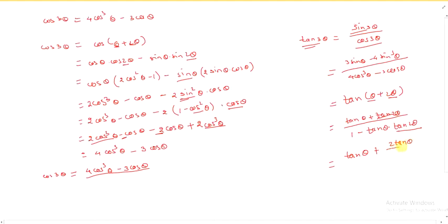What is the result for tan of 2 theta? 2 tan theta upon 1 minus tan square theta, and here 1 minus tan theta into tan of 2 theta, that is 2 tan theta upon 1 minus tan square theta. Now similarize the denominator, you get this term cancelled, and after the calculation you will have the required result. So to prove this one, it is so simple and so easy.